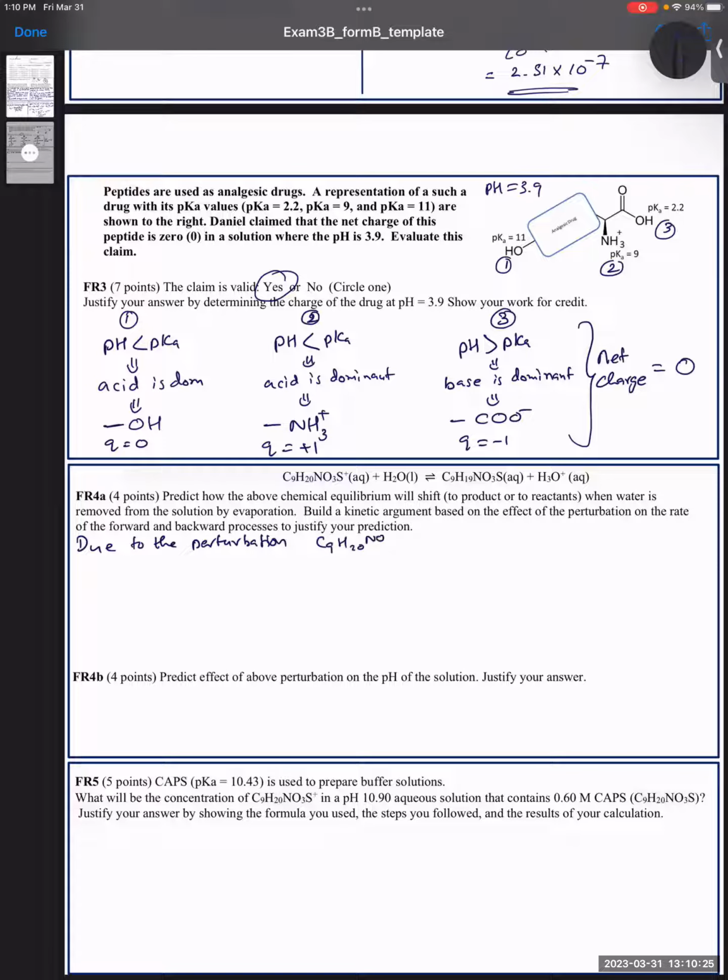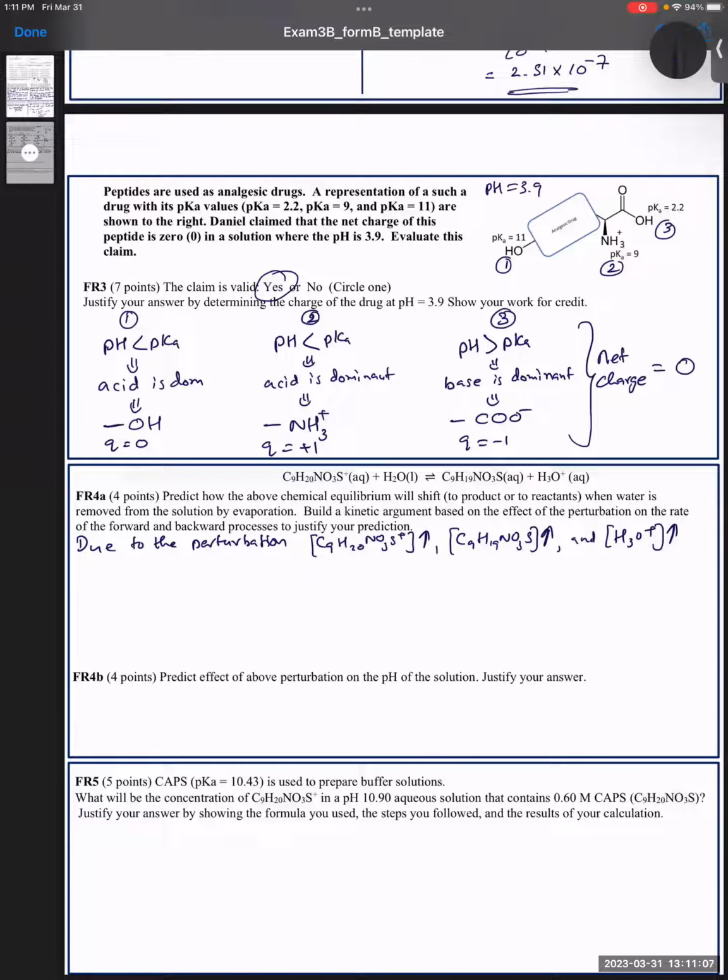Due to the perturbation, the C9H20NO3S plus concentration increases, the C9H19NO3S concentration increases, and the H3O plus concentration increases. Okay, so if you evaporate water, the concentrations go up because you're decreasing the volume. All right, now the question is how that is going to affect the forward and the reverse rates.